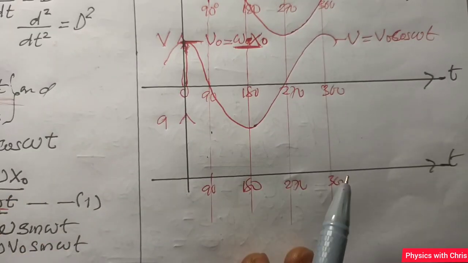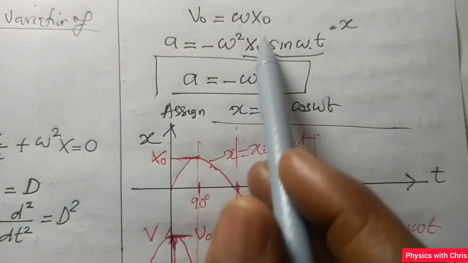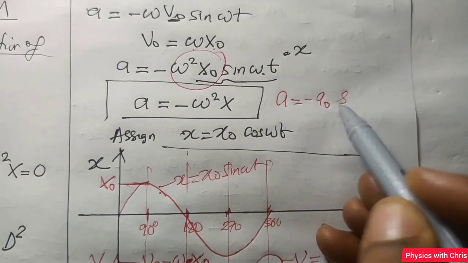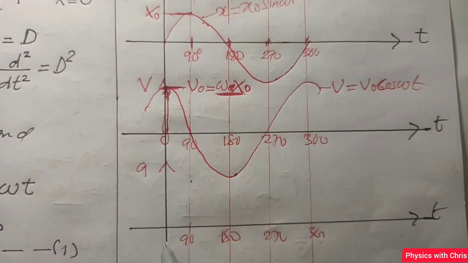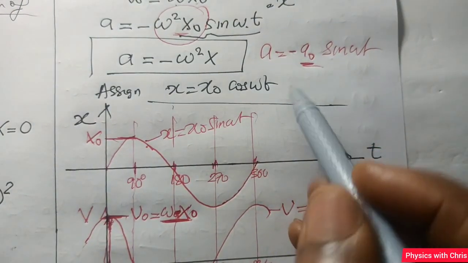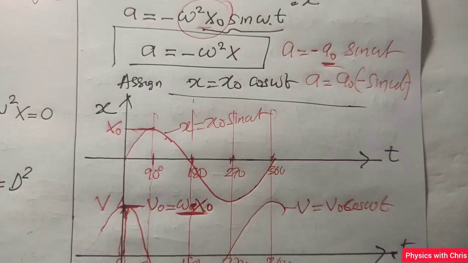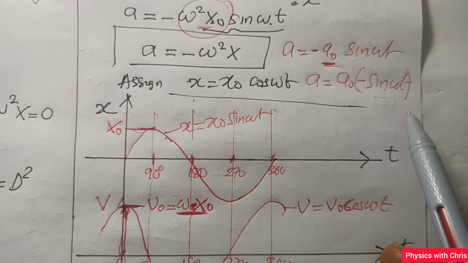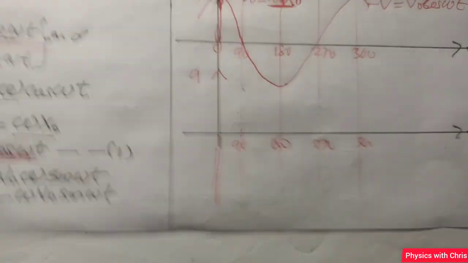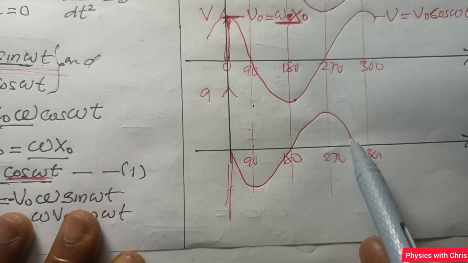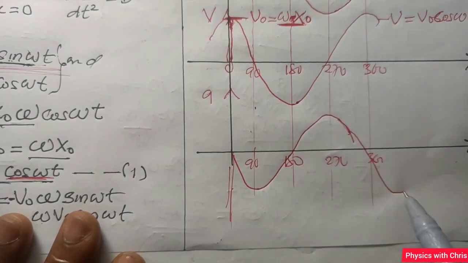For the acceleration, omega squared x naught becomes the maximum acceleration. I can write that as a is equal to minus a naught sine omega t, where a naught is the amplitude of this acceleration time graph. Being a negative, this is going to be a naught multiplied by negative sine omega t. It is like a mirror image of the sine function, so this negative means you need a reflection of the sine graph along the time axis. Negative sine, a reflection, will give you something like this. So this is the acceleration time graph.